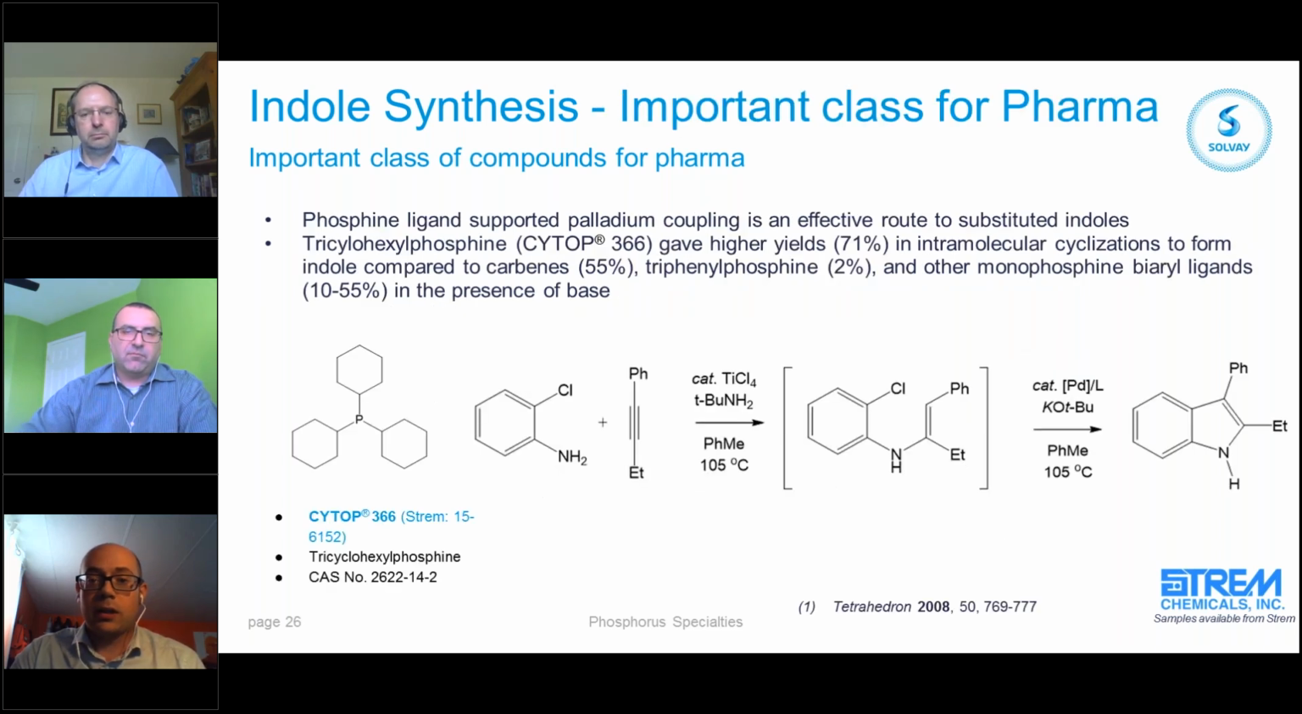In this example, they were looking at a one-pot synthesis of an indole. In this particular case, this is a titanium coupling reaction followed by an aza-Heck reaction. In this one-pot synthesis, they found that tricyclohexylphosphine gave much better conversions for the intramolecular cyclization step compared to carbenes, cheap phosphines like triphenylphosphine, which barely worked at all, and other monophosphine biaryl ligands, in the presence of a base. So moving to the trialkyl phosphines in these cases really provided strong synthetic options to make these different indoles.